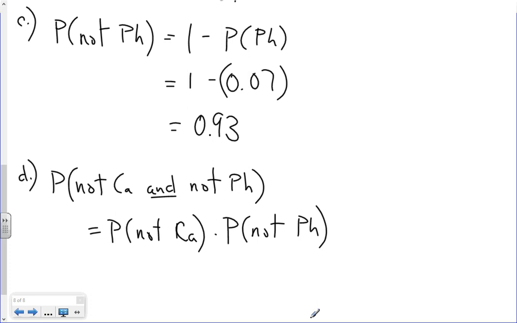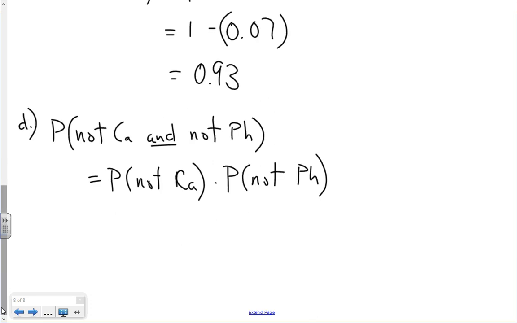Now, they didn't tell us anything about if one catches them that it's more likely the second one catches them. So we're going to say these are independent events. The probability that Kelvin does not catch the mumps times the probability that Phoebe does not catch the mumps. So Kelvin not catching the mumps, there was an 87% chance of that. Phoebe not catching the mumps, we just said that was a 93% chance of that. So again, grab your calculator and let's see what you end up with. 0.87 times 0.93. That looks like 0.8091.